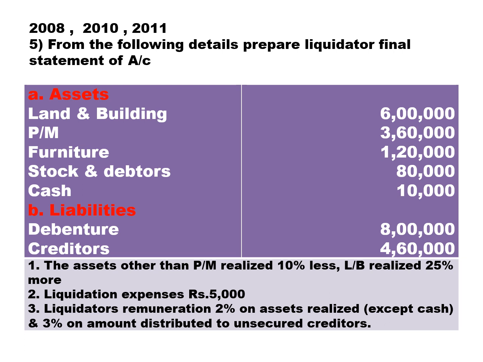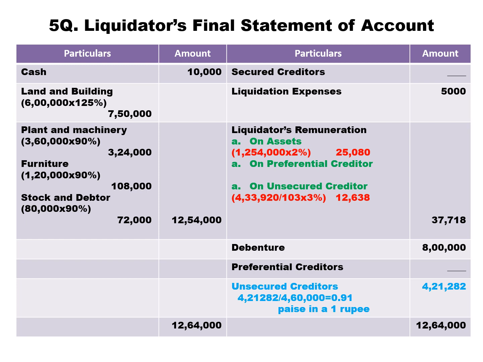So now let us look into how this question is solved. Here's the answer before you: the liquidator's final statement of accounts. The items on the left side are called the receipt side. Cash of 10,000 is taken in the outer column because cash is a non-realizable asset, so cash is to be taken separately. Then land and building, 6 lakh into 125%, we get 7 lakh 50,000. It's sold at 25% more. Plant and machinery sold at 90%: 3 lakh 60,000 into 90%, we get 3 lakh 24,000.